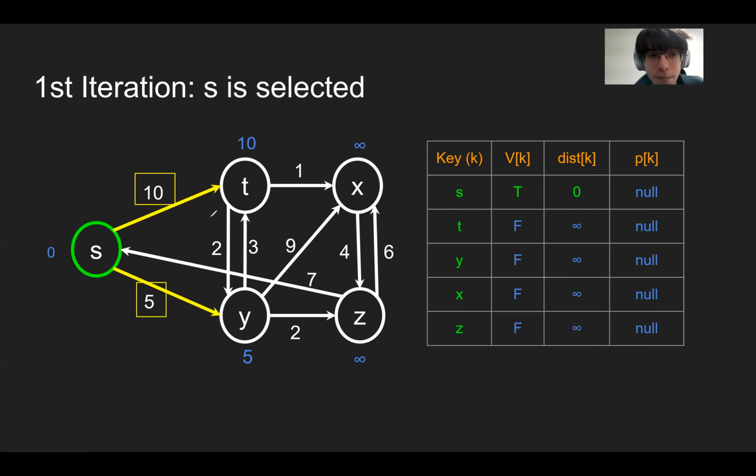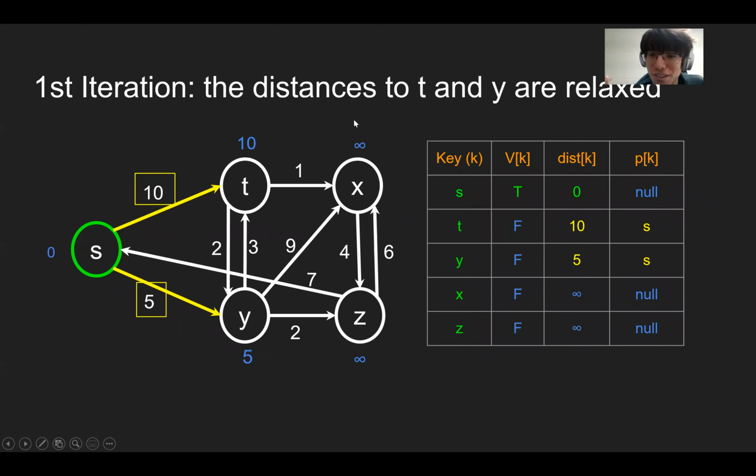But the most important thing is, when we actually select S, S is our key, we already have that, but now we say we visited it. So when we visit it, we set this to true, which then allows us to do the following. We relax, that's the word we use, relax the distances to T and Y. What that means is that the shortest distance we've found so far of any path starting at S and going to T is 10. And the shortest path we found starting at S and going to Y is 5 so far.